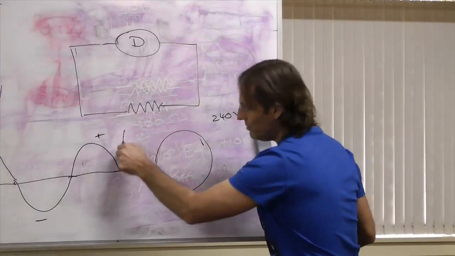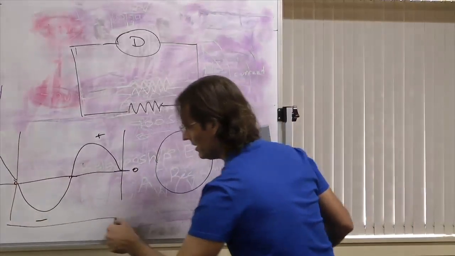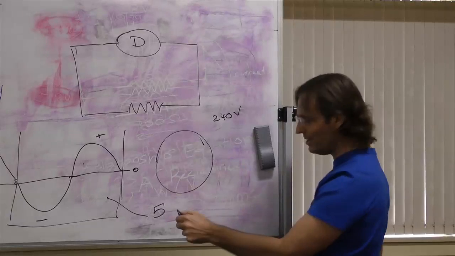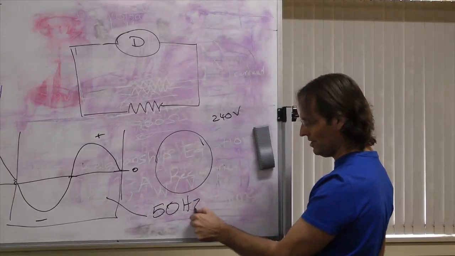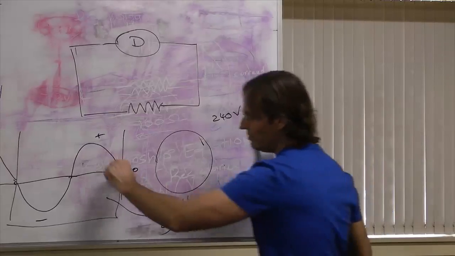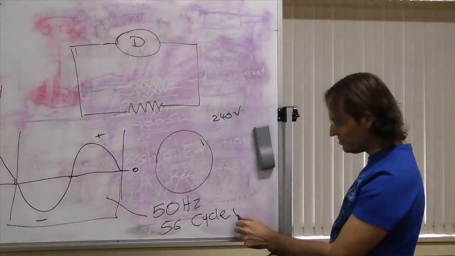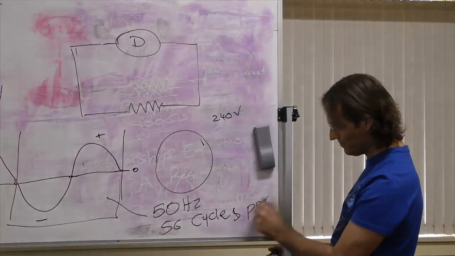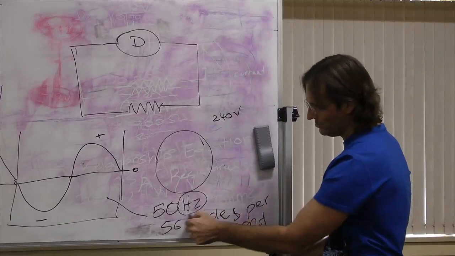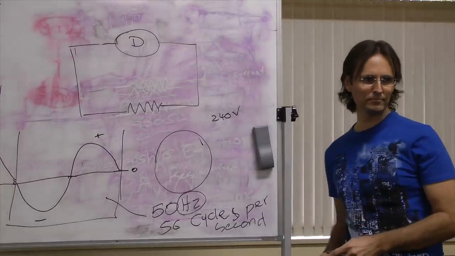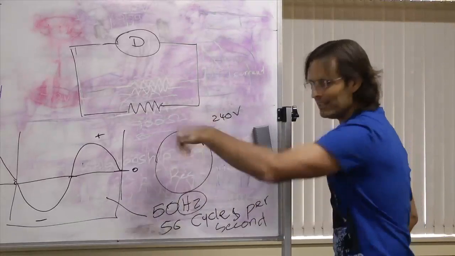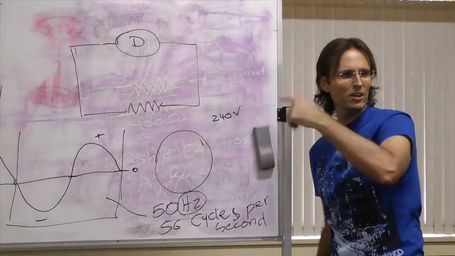But the period that it happens in, or the frequency that this occurs at, in the case of your house, is 50 hertz, which is 50 complete cycles. One of those is one cycle, 50 cycles per second. Hertz is cycles per second. Does everyone get that?